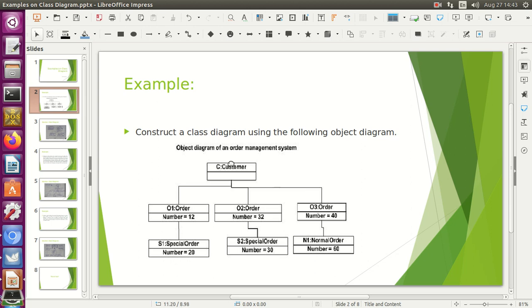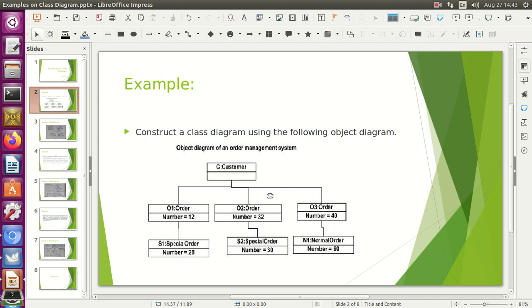Okay, so here you can see C colon Customer, where Customer is the class name and C is the object name. This object name C instantiates from the Customer. Again, O1 is the order, O2 is the order, and O3 is the order. These O1, O2, O3 are the objects, and they are derived from the Order class, and in the order the number attribute is there, which has the value 12.